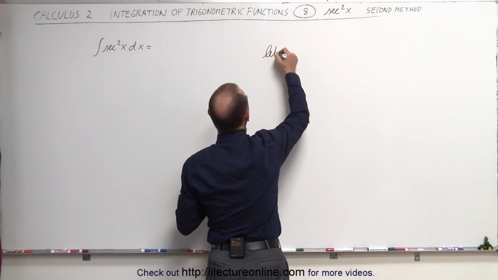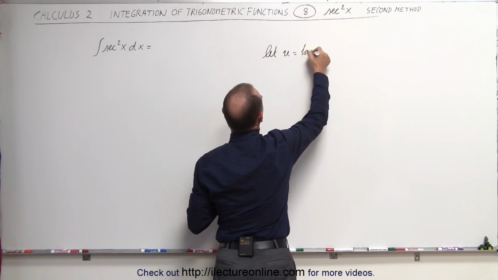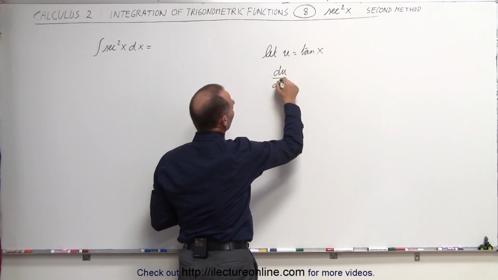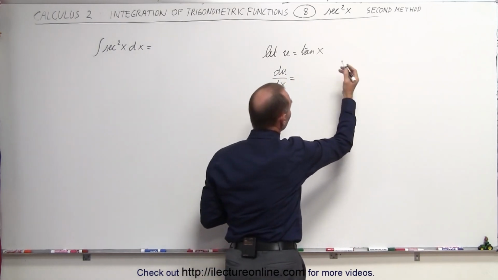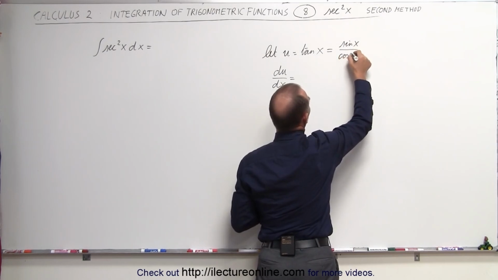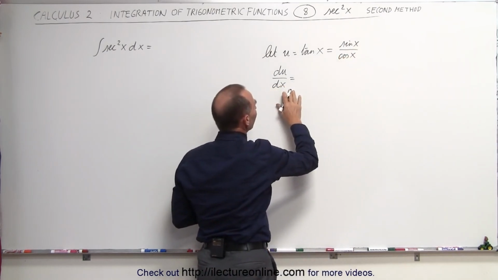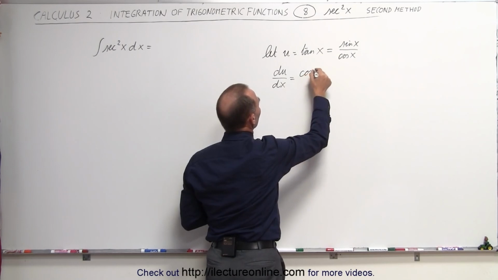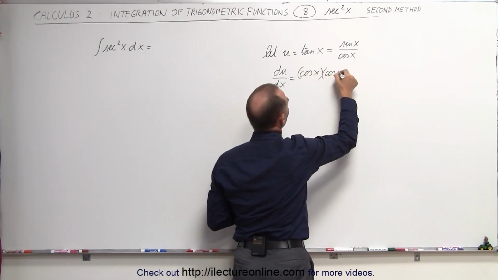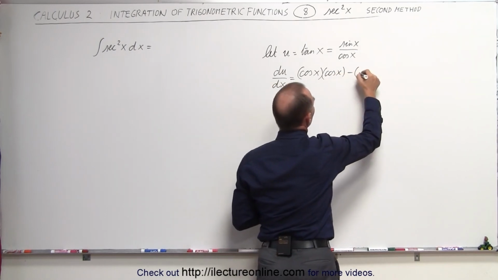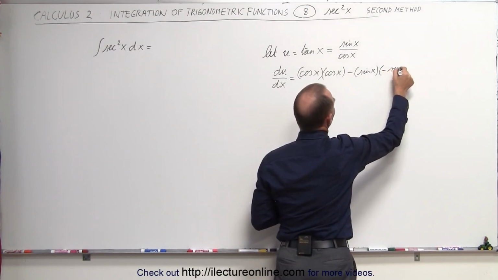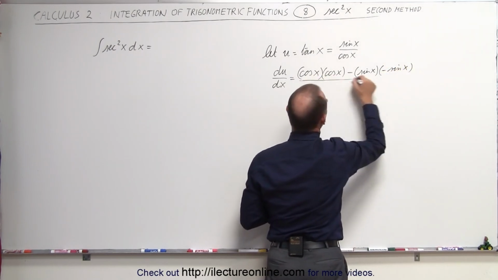We're going to let u equal the tangent of x. If we do that, then du dx, the derivative of that with respect to x, is equal to, well, the tangent of x, of course, is the sine of x divided by the cosine of x. So here, when we take the derivative, that would be equal to the denominator, cosine of x, times the derivative of the numerator, which is the cosine of x, minus the numerator, which is the sine of x, times the derivative of the denominator, which is the minus sine of x, all divided by the denominator squared.